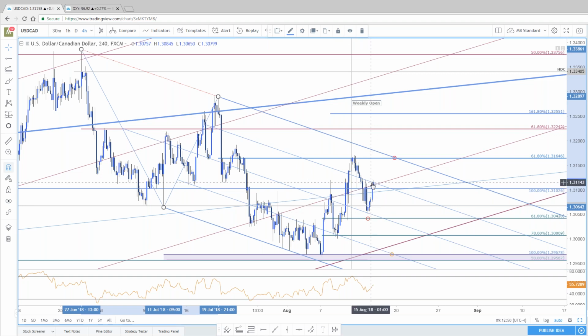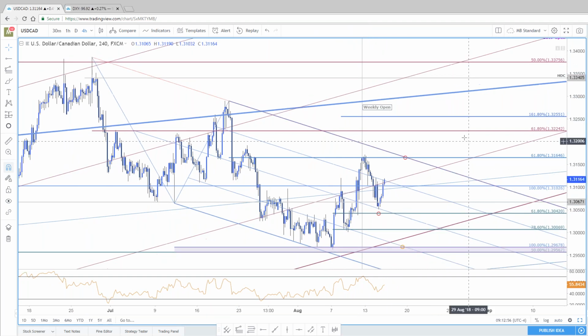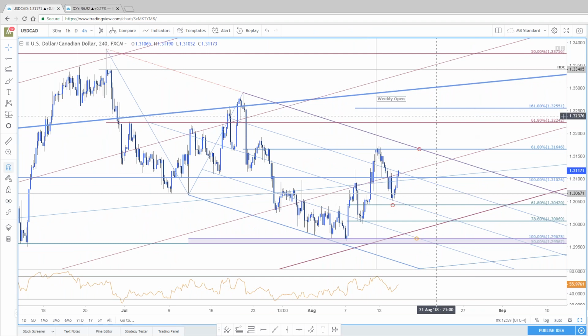Honestly, guys, I really have no opinion on how to play this. The levels are holding. If you're gutsy enough to play this back and forth, go for it. For me, it's just not my cup of tea. So we tried to clean up as much as we could yesterday, guys.